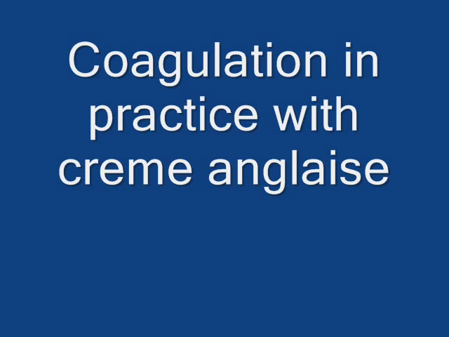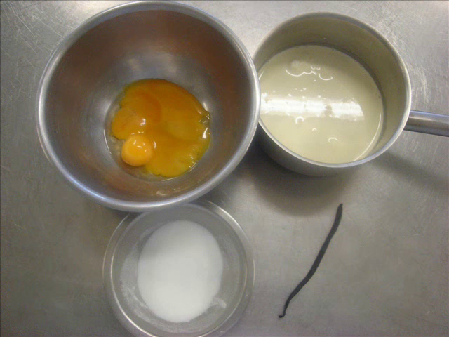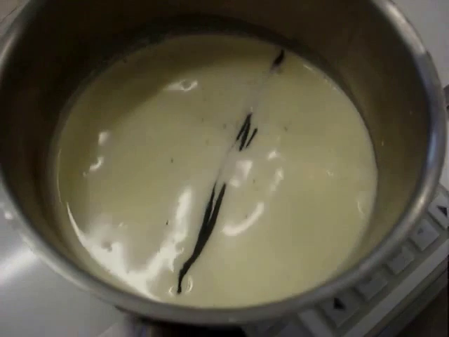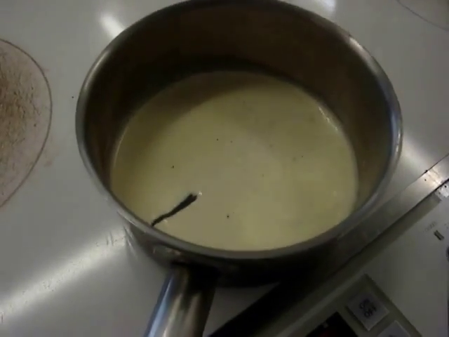Okay, so let's relate this coagulation theory to something that we might know. Let's take the example of creme anglaise. So here we have the ingredients for creme anglaise, fairly standard: egg yolks, sugar, milk and sometimes a little bit of cream, and a vanilla pod.